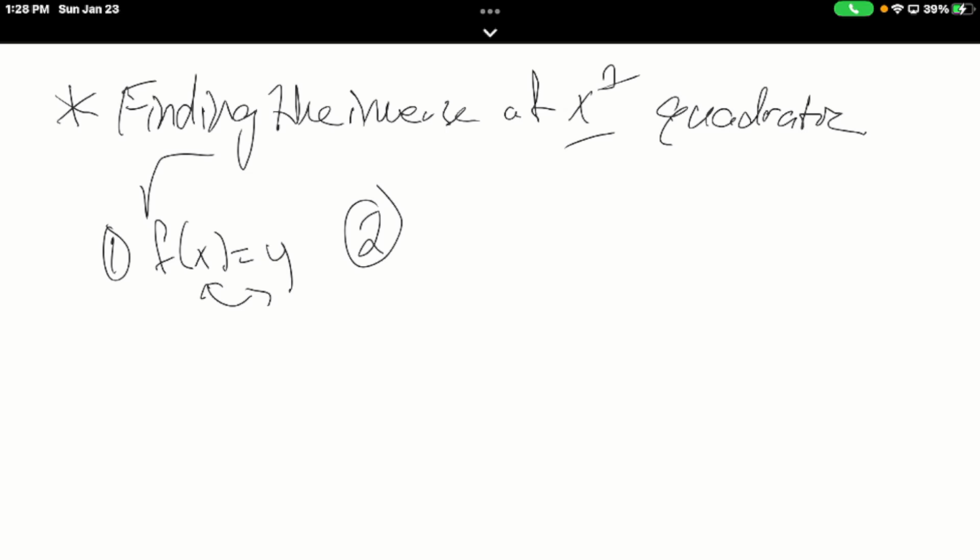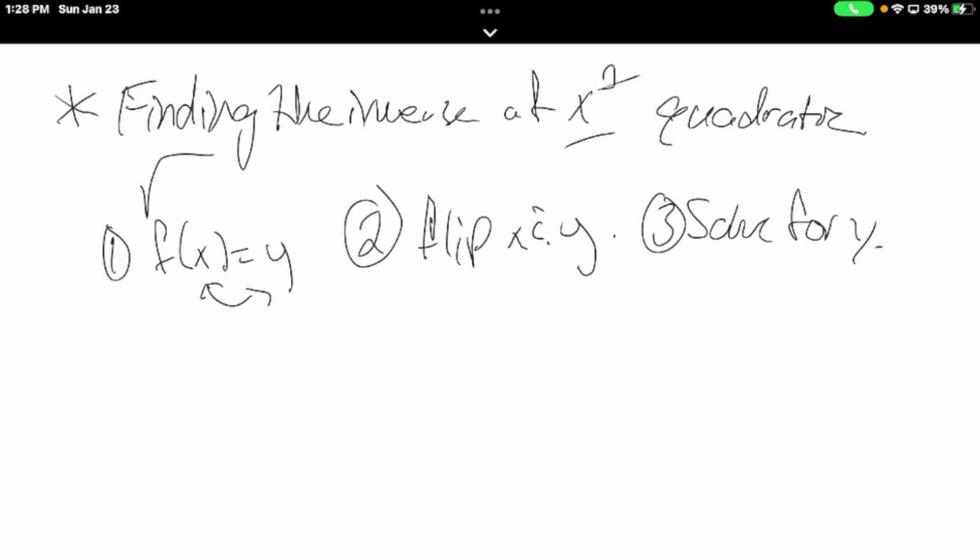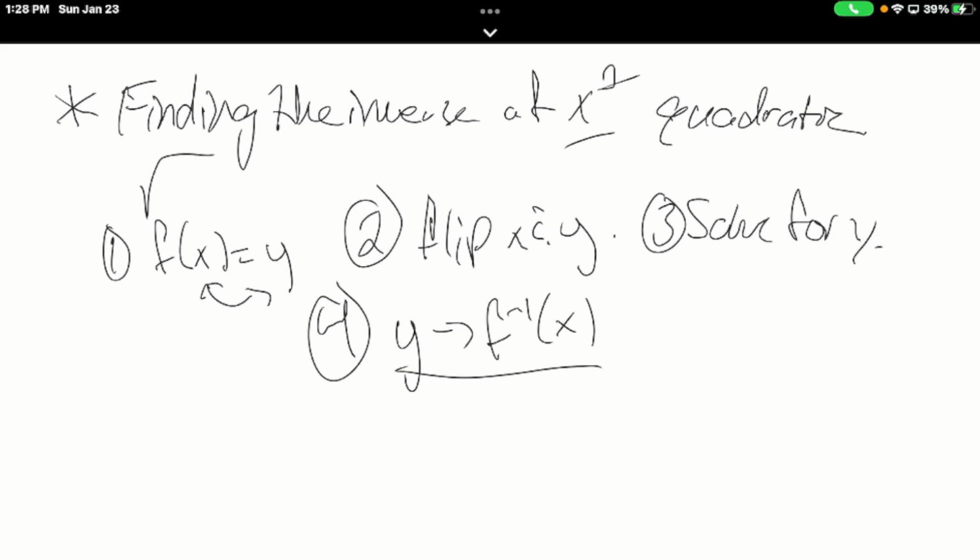The second step is flip x and y. Next step, solve for y. When you finally solve for y, the last step is going to be change y to this inverse notation, okay? If you don't have this, it'll dock you points, because y was the same thing as it was before, so we want to make sure that we distinguish whether or not it's the inverse of the original function, okay? So let's do an example.